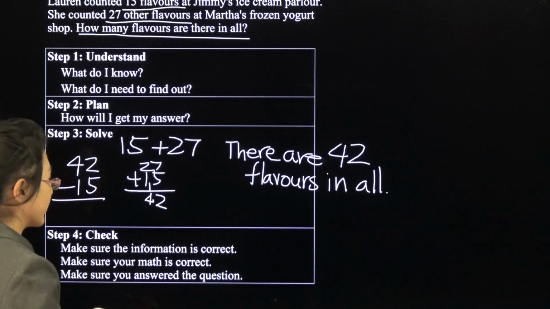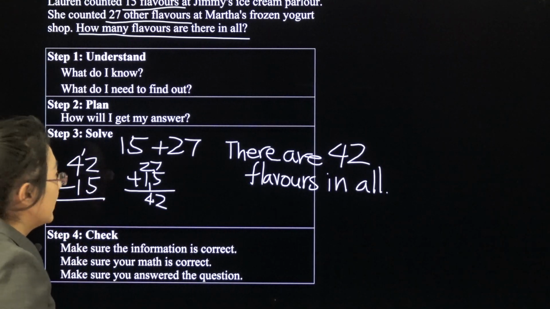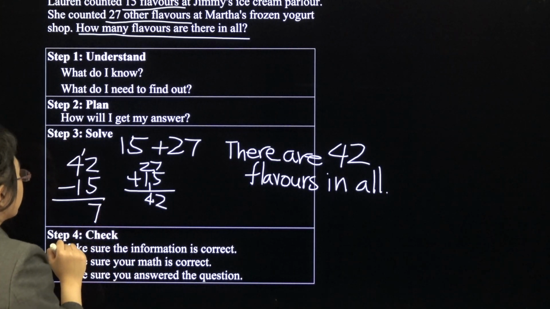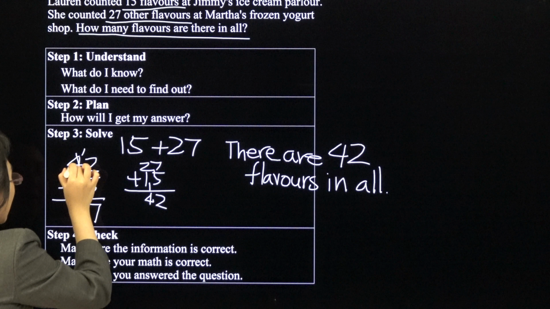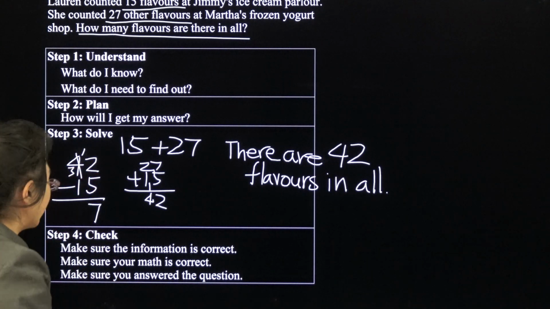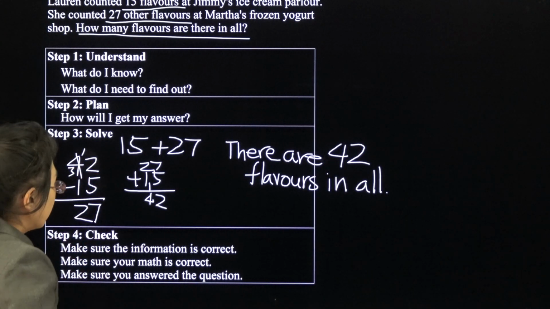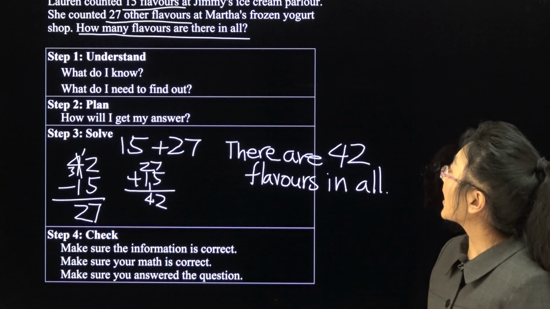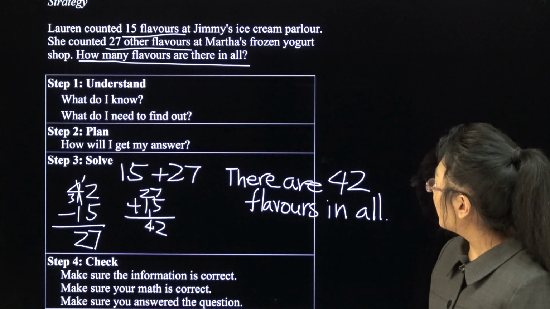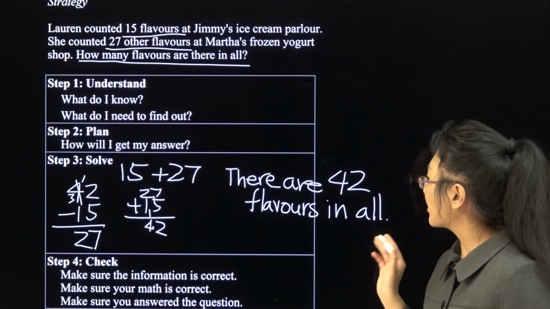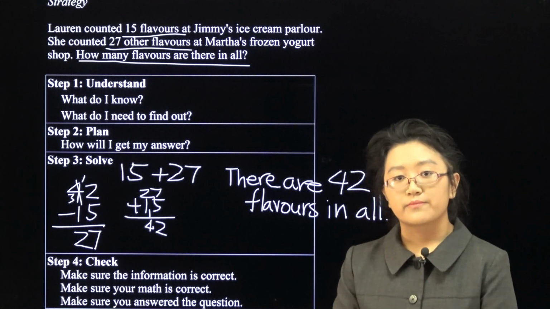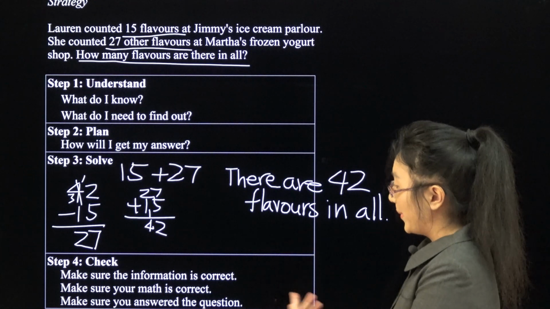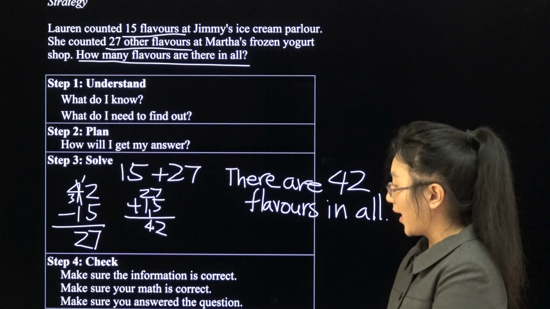Well, 2 minus 5 doesn't work, so we have to regroup. And 12 minus 5 is 7. 4 got 1 regrouped out of it, so now it's 3. 3 minus 1 is 2, that's 27. So our math is correct. Did we answer the question though? What's the question asking us? How many flavors are there in all? There are 42 flavors in all. We answered the question. So our answer is correct because our information is correct, our math is correct, and we answered the question.